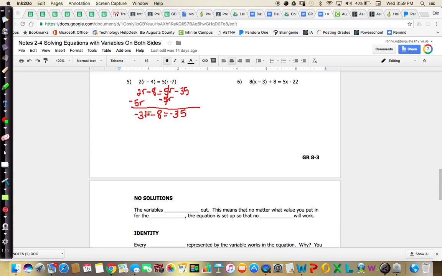Okay, now I'm going to circle my variable and draw my t. And I'm going to add 8 to both sides. The 8s will equal 0. So negative 3r equals negative 35 plus 8 is negative 27. And the opposite of multiplication is division. Now remember, if there's a negative in front of multiplication, then I'm going to divide by a negative. So we're going to divide both sides by negative 3. That is a 1 in disguise. And negative 27 divided by negative 3 is positive 9.